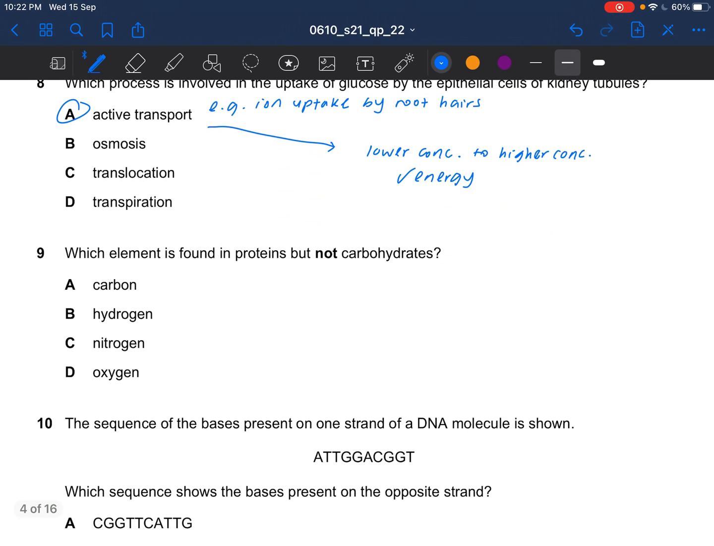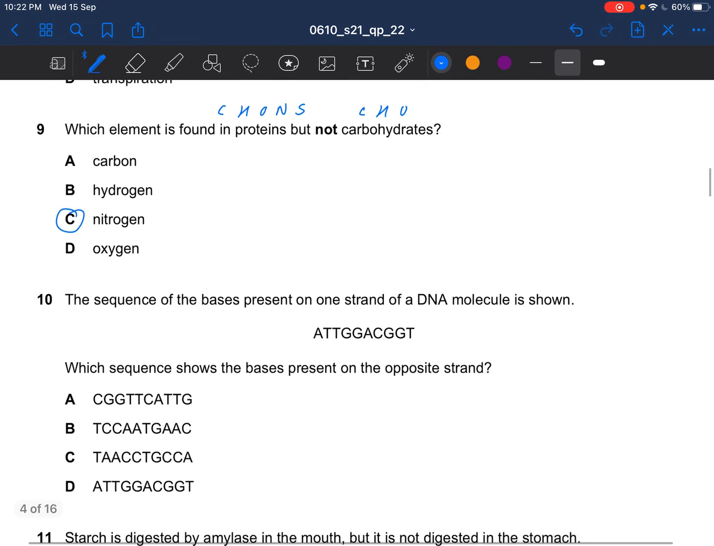Next question, which element is found in proteins but not carbohydrates? Carbohydrates contain carbon, hydrogen, and oxygen, while proteins contain carbon, hydrogen, oxygen, nitrogen, and sulfur. So it should be nitrogen, which is C.